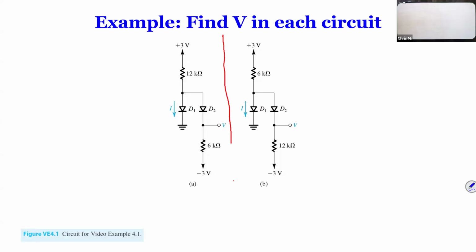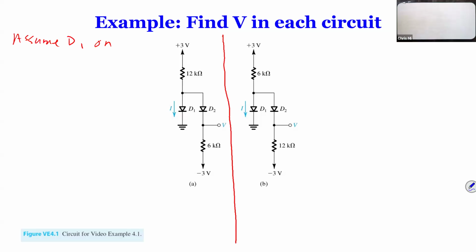I'm going to separate these two sides. For this one, assume D1 is on. Sometimes in the future, we simply call it on or off. You can also call it reverse biased and forward biased, but the simplest way is just on and off. On means conducting current, no voltage. Off means reverse biased, no current, full reverse bias voltage. So, assuming D1 is on.